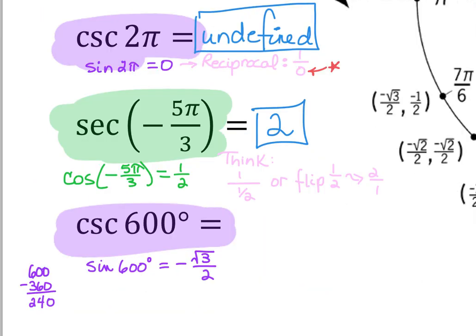And then your sine of 600 is negative radical 3 over 2. This one's going to take just a little bit more work. So you want to flip negative radical 3 over 2, which will get you negative 2 over radical 3. Then you have to rationalize the denominator, so you multiply by radical 3 in the top and the bottom, and you end up with negative 2 radical 3 over just 3, and that's going to be your answer to cosecant of 600.